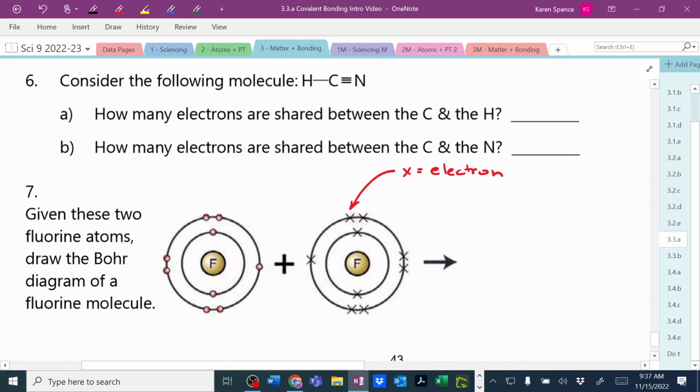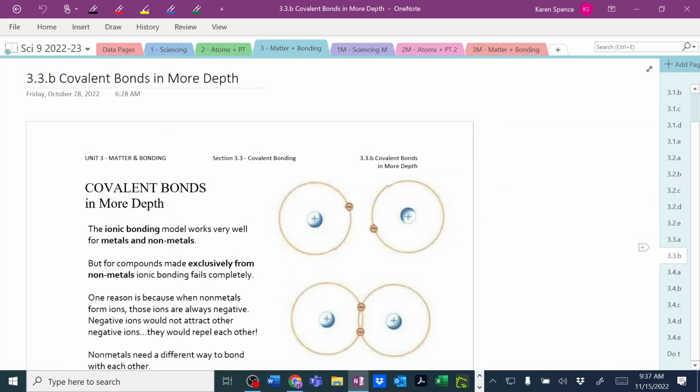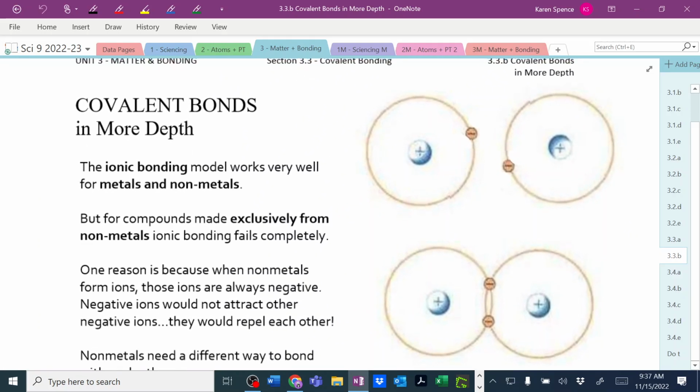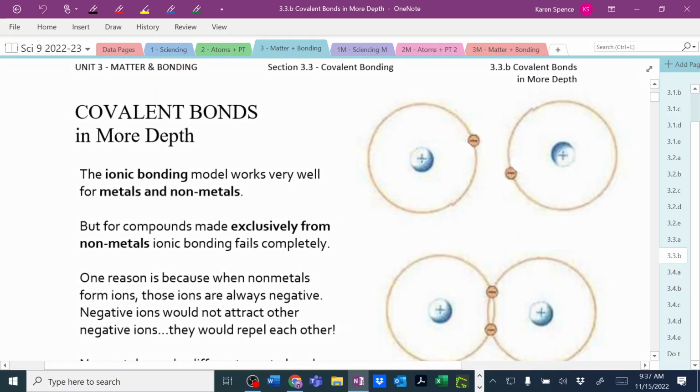How are we doing? Does anyone want more time? Totally good if you do. We're ready? Okay, we're gonna look at covalent bonds in a little more depth. Oh, okay, we'll give you another few minutes. Yeah, no problem.